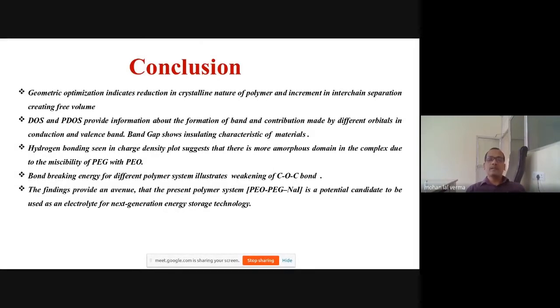But this is the first DFT based study, where we are just using molecular mechanics and observing the interaction of salt with a polymer chain, as well as the change in bond length, the change in breaking energy, and the creation of extra space for the salt to move in between the polymer chains. This is observed, and this is a good result, which will help to understand the mechanism of enhancement of ionic conductivity of different polymeric systems.